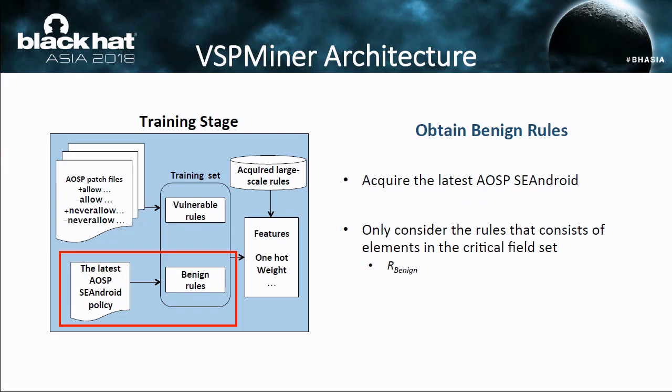Different from how we get the vulnerable rules, the benign rules we obtain using a very simple approach. We just acquire the latest AOSP and SEAndroid, and we also only consider the critical rules, and we define these rules as R benign.